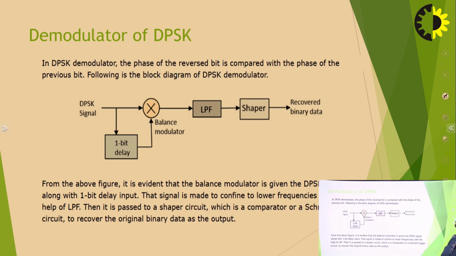Then we have the demodulator of DPSK. In the demodulator part, we again use the same 1-bit delay, and the signal is provided to a balanced modulator. Finally, we use an LPF, a low pass filter. We all know that at the detection part we use a low pass filter, because the actual signal we are transmitting is a low frequency signal.